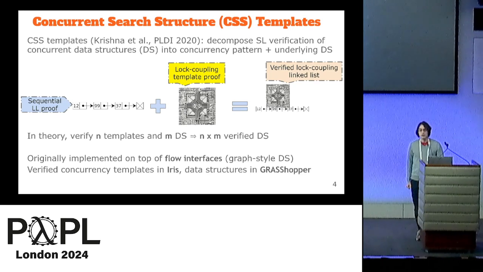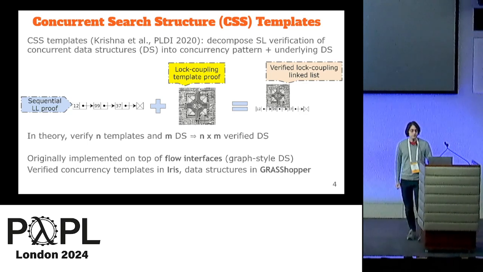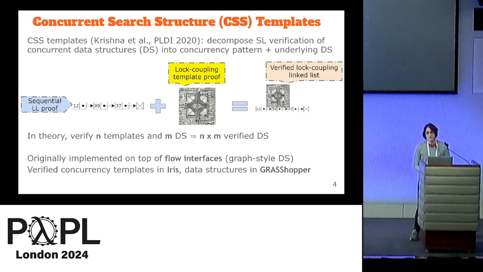The original implementation of the approach was on top of flow interfaces, which is a framework for reasoning about graph-structured data structures in separation logic. But the graph structure isn't really fundamental to the approach. The original implementation was also split between two provers, with the concurrency patterns verified in Iris, a Coq-based separation logic theorem prover, and the data structures verified in Grasshopper, which is a more automatic separation logic prover. But again, there was nothing fundamental to either of these to the search structure template approach.